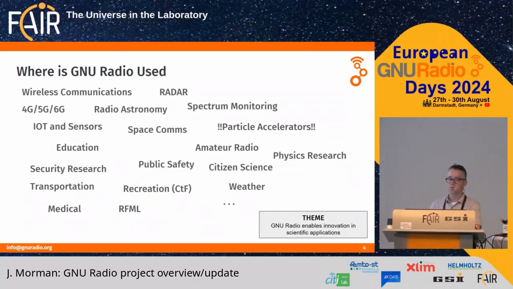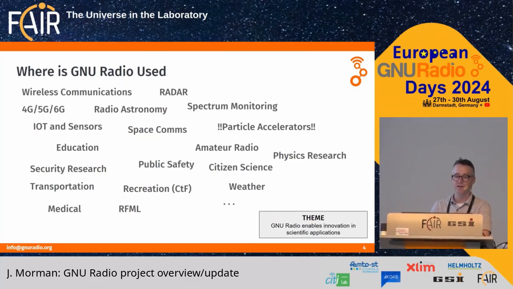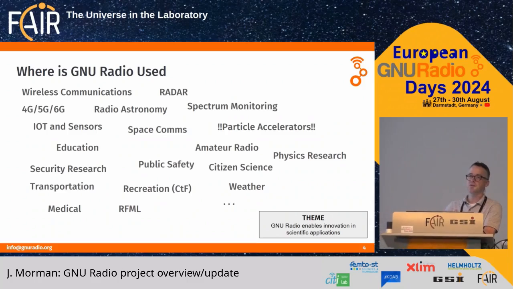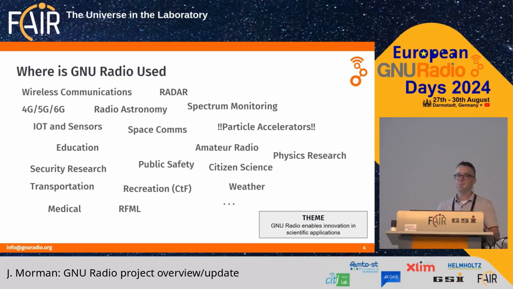Where is GNU Radio used? Particle accelerators was something that was never on my radar when I first started using GNU Radio. Traditionally, the wireless communications realm is where people think of GNU Radio being used. How do you send and receive signals? There's heavy usage in amateur radio. There's a big user base in radio astronomy, space communications, everywhere imaginable where signals are being sent and received over the air, or anything that's digitized needs signal processing in a block-based graph model.